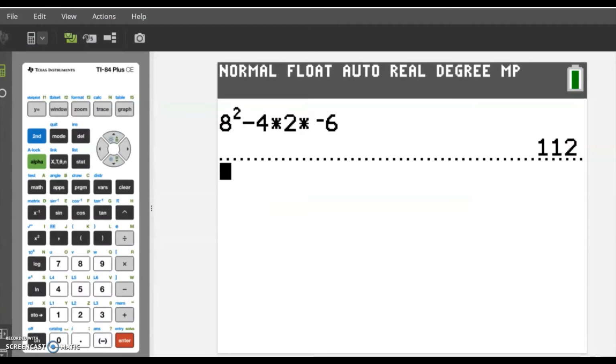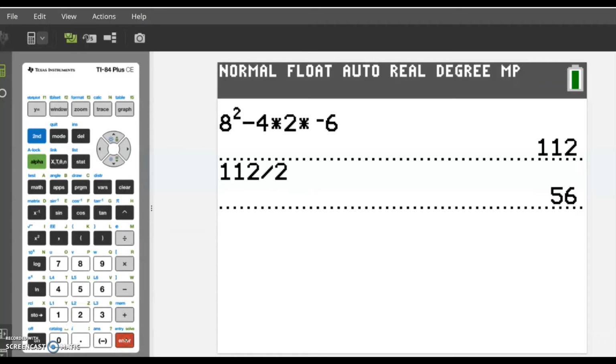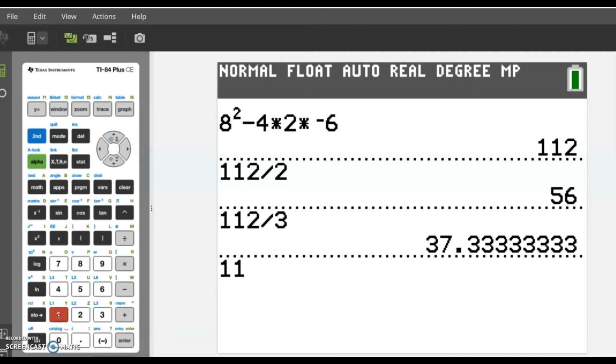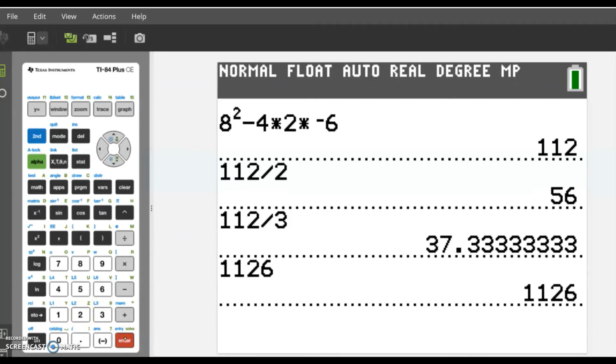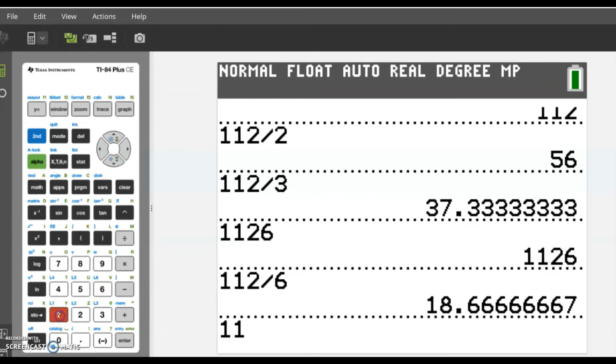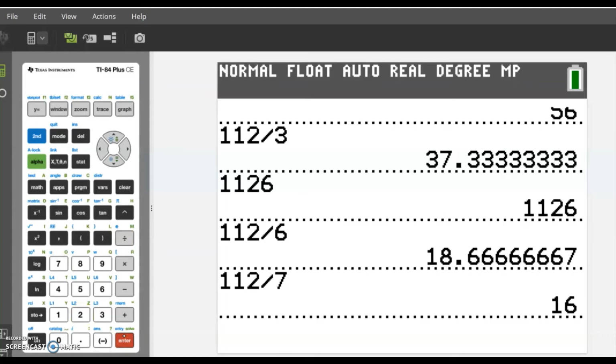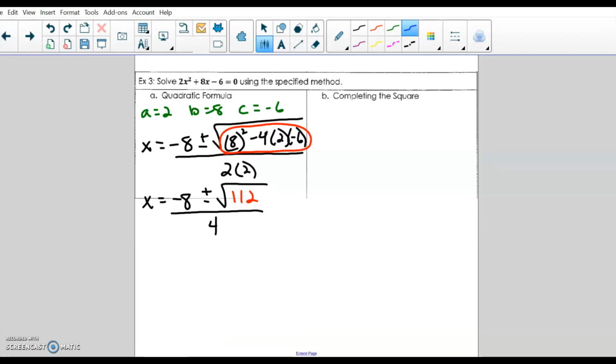So 112 divided by 2 is not a perfect square. 112 divided by 3 is not a perfect square. 112 is not divisible by 5, so I won't even try that. 112 divided by 6 is not good. 112 divided by 7 is 16. So there's our perfect square. So if you just keep trying, you'll find it. So this was 16 times 7.